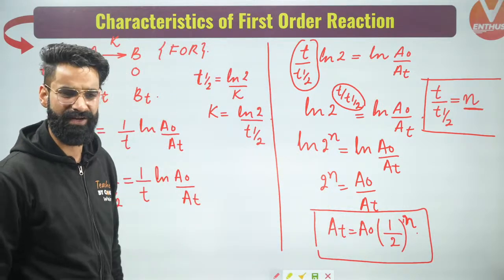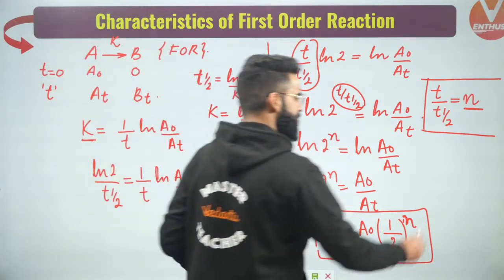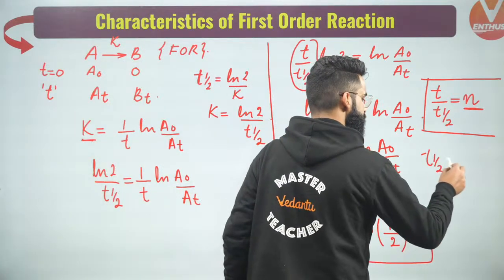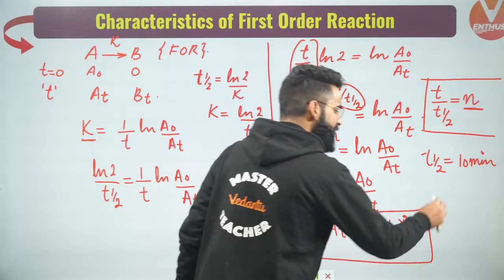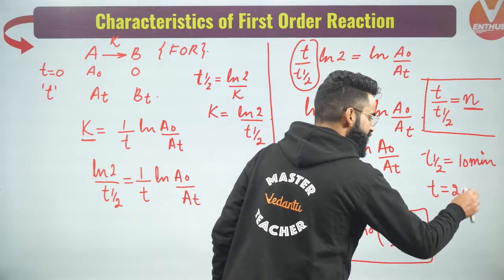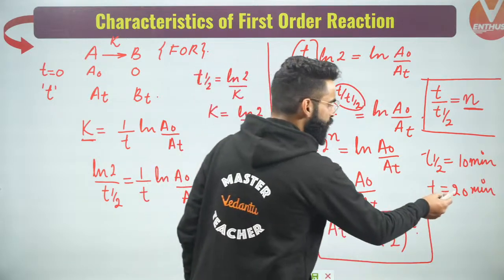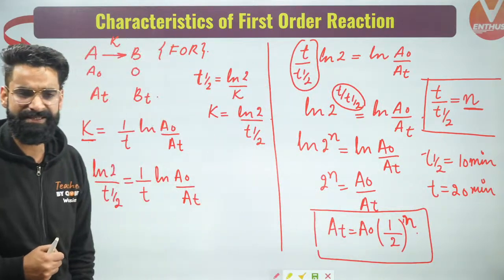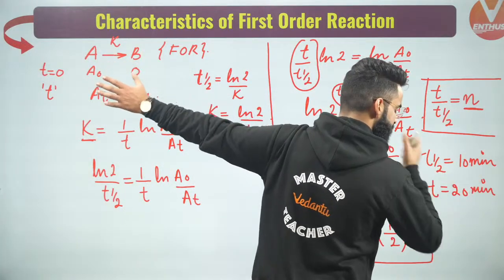Now what is that number of half-lives? Let's say the half-life of this first order reaction is 10 minutes. If I'm writing time t is equal to 20 minutes, can I say 20 minutes is going to be simply 2 half-lives? Yes.